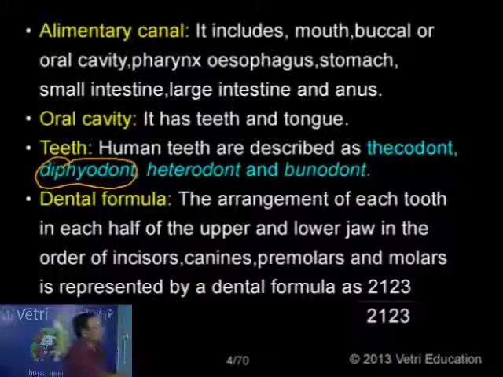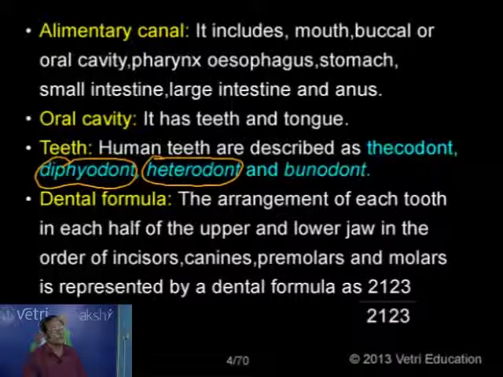Then heterodont. If we take each jaw, we can have four types of teeth: cutting teeth, tearing teeth, and grinding teeth, grouped under two headings. For example, we have the incisors, the canines, the premolars and molars. That is why the type of teeth in human beings is called heterodont. The meaning of that is we have four different types of teeth, unlike the shark. In the case of the shark, the teeth condition is homodont, because all the teeth are similar in size and shape.